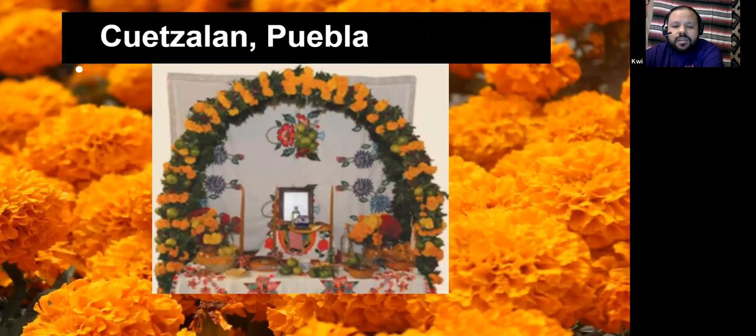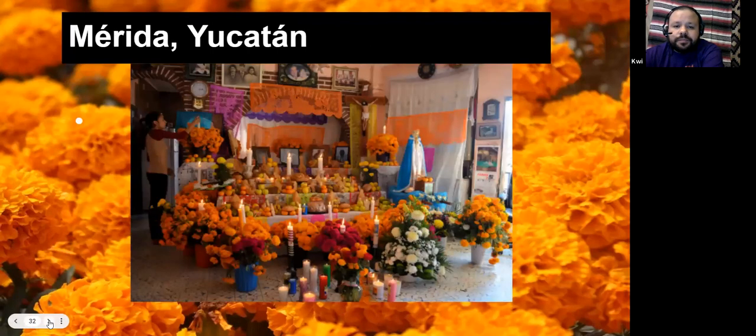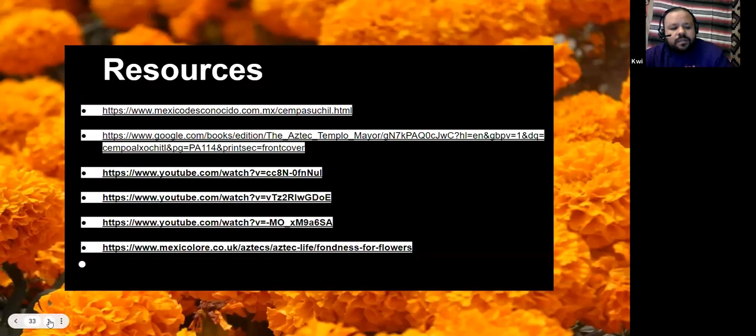Right, so part of the altars, there's fruits, there's chocolate, drinks, pictures of the dead as well. This is from Merida, Yucatan. Papel picado is used, which is festive. Candles and water are used as well in these altars. And these are some resources.